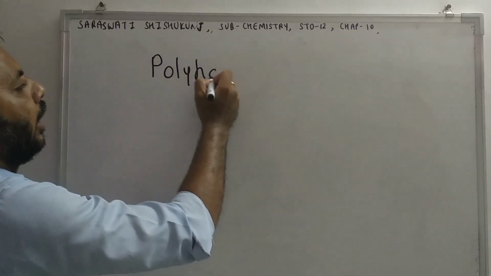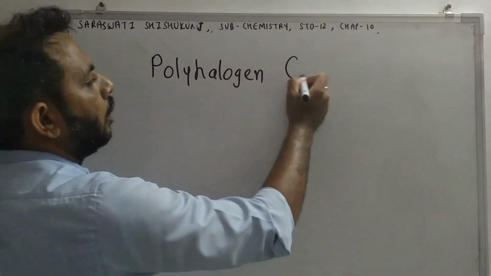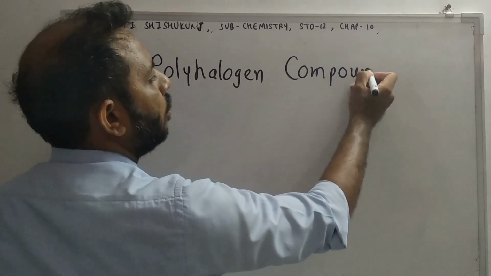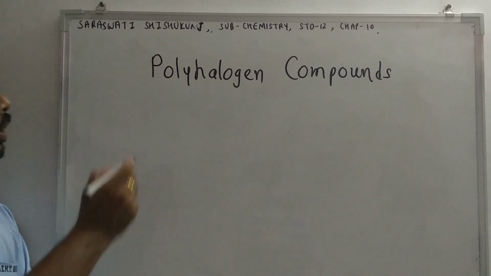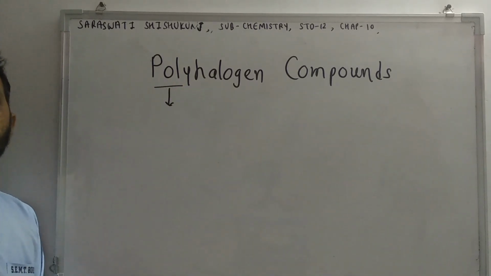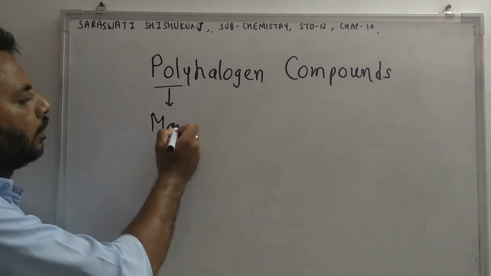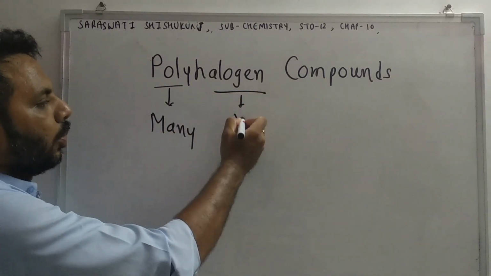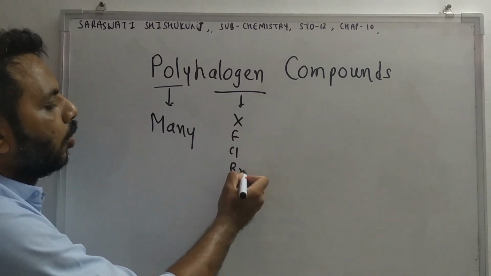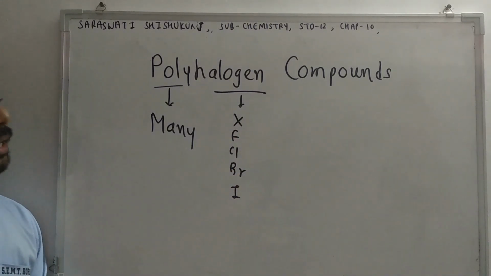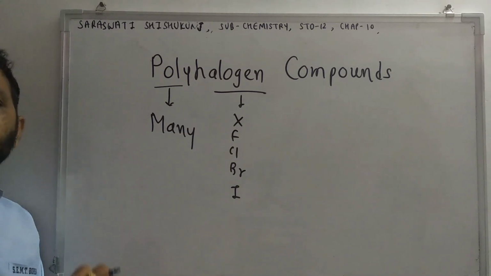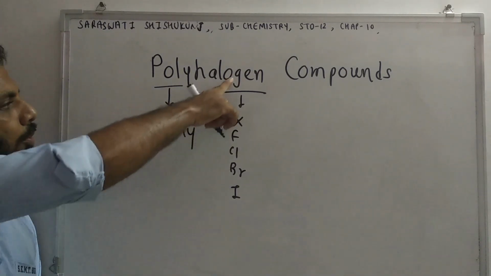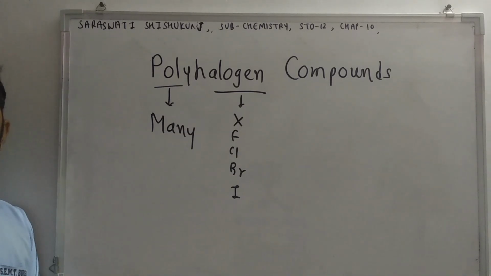polyhalogen compounds. So today's topic is polyhalogen compounds. Okay. So let us understand the meaning of this topic. Poly. We all know the meaning of poly. Poly means many, and halogens means halide ion. So it can be fluorine, it can be chlorine, it can be bromine, or it can be iodine. So the meaning of this topic is those compounds which are having many halogen atoms in their structure. Polyhalogen means the compounds which are having many halogen atoms in their structure.